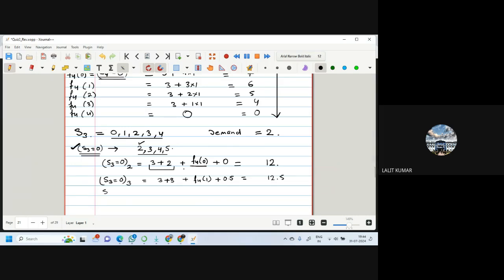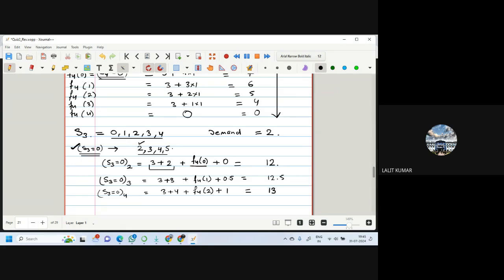Now S3 is equal to 0, I can order 4. So here it will become 3 plus 4. I have ordered 4, my state is 0. I consume 2, take 2 in future, so this will become F4 2. I am carrying 2, so this will become 0.5 into 2 is 1. This value F4 2 I take from here. It is 5. So 7 plus 5, 12 plus 1, 13.